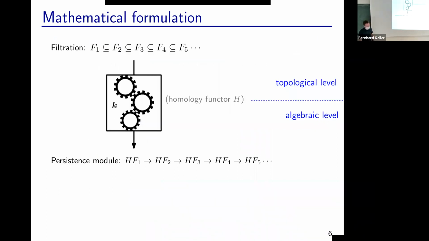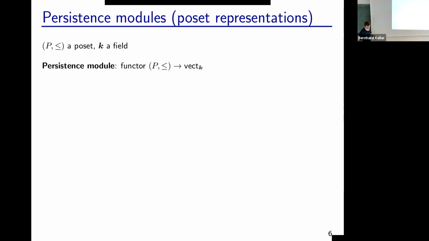So at the algebra level, what's going on? We start out from this filtered space, and then we apply homology with coefficients in a field. This collection of topological spaces connected by inclusions becomes a collection of vector spaces connected by linear maps. This is a module over a certain algebra, so we call it a persistence module. Generally speaking, for us, given a poset P and a field K, a persistence module is just a functor from that poset, seen as a category, to the vector spaces over K of finite dimension.